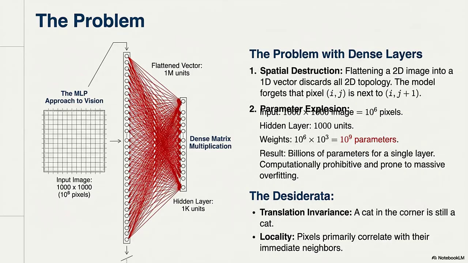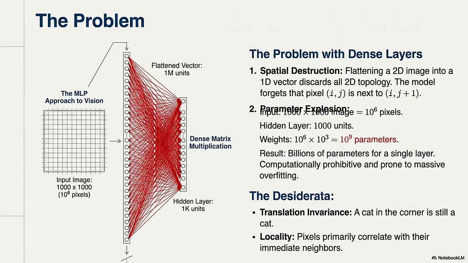To really appreciate just how clever the design of a CNN is, we first have to understand what goes wrong if we try to use the tools we already know. So why can't we just take a multi-layer perceptron and throw it at an image? Well, there are two massive problems. The first one is a parameter explosion. Think about it. Even a modest 1,000 by 1,000 pixel image has 1,000,000 pixels. If you connect that to a hidden layer with just 1,000 neurons, you're already at 1,000,000,000 parameters. That's computationally insane, and it's a recipe for massive overfitting.